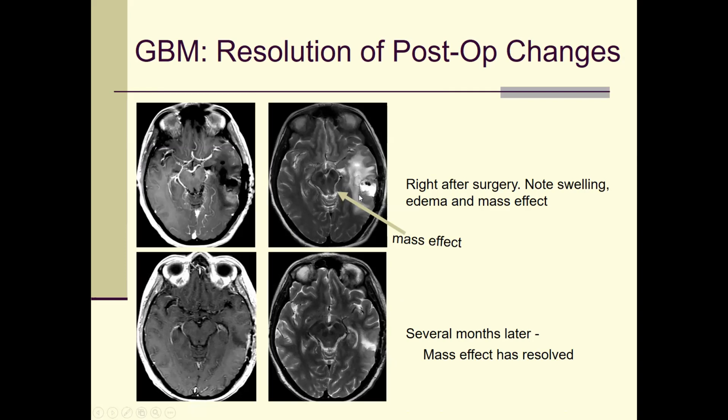So then what changes is you see the resection cavity became smaller, and the edema, which was seen immediately after the surgery, is decreased. So that became a much more normal looking brain. And then we look to make sure there is no recurrent tumor around the margin of the resection cavity, for example.